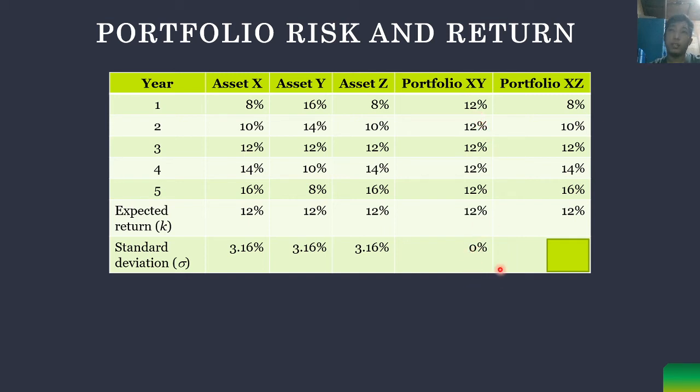And kay portfolio XY, so 0, kasi lalabas dyan ang KP bar niya, 12%. Ay, ito pala, kinumpute natin kanina, 0. 0 nga siya. And kay portfolio XZ, 3.16%.